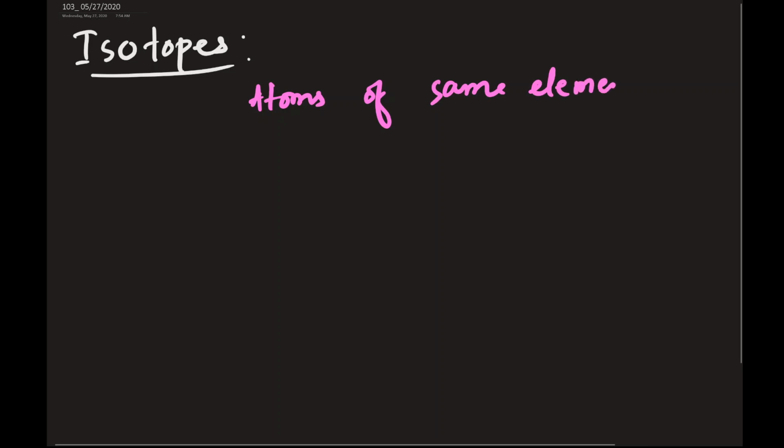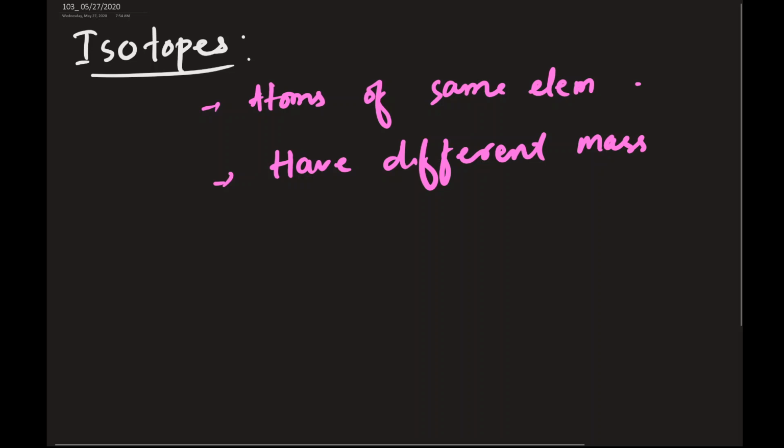Isotopes are basically atoms of the same element. Well, if they are from the same element, then what's the difference? The difference is they have different mass numbers.